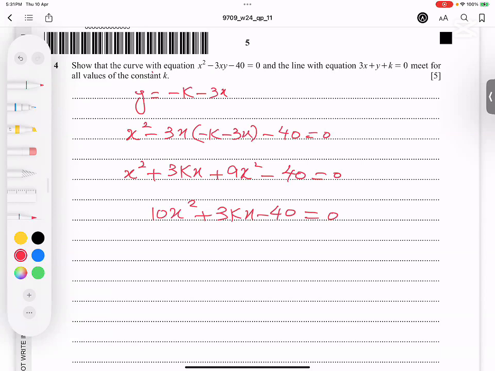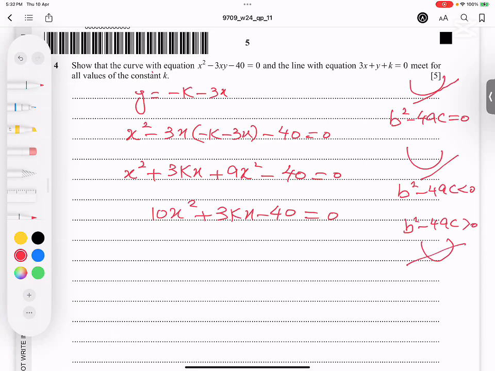Normally he's asking us to find the k value, but this time he's not saying find the k value. He says show they meet. Show the curve and line meet. Okay, so how to prove it? First, we have 3 situations. b squared minus 4ac equals 0 if they are tangent. If they do not intersect, b squared minus 4ac is less than 0. And b squared minus 4ac is more than 0 if they intersect.